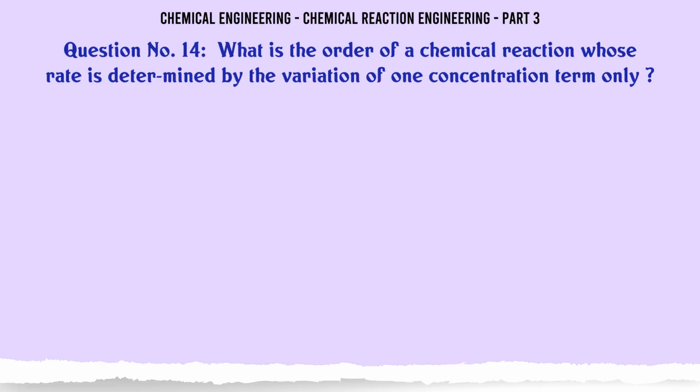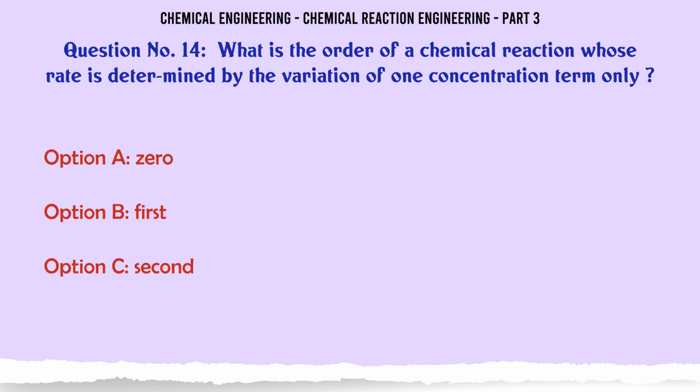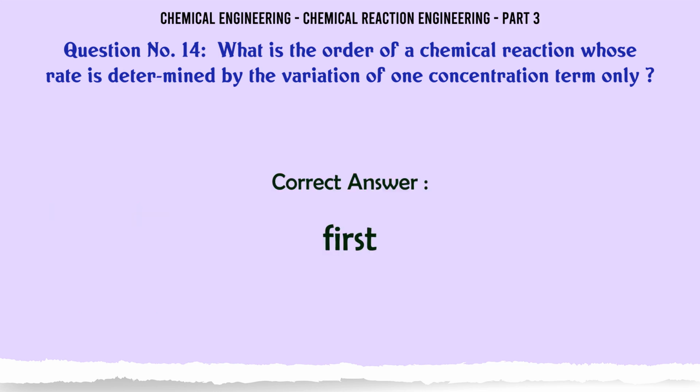What is the order of a chemical reaction whose rate is determined by the variation of one concentration term only? A. 0, B. first, C. second, D. third. The correct answer is first.